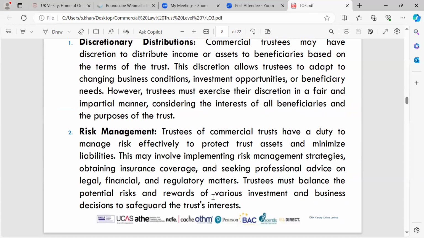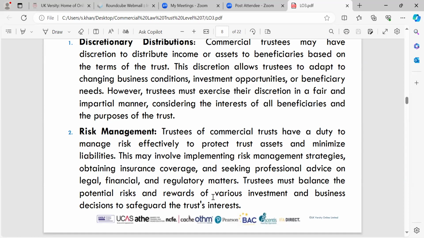Discretionary distributions. Commercial trustees may have discretion to distribute income or assets to beneficiaries based on the terms of the trust. This discretion allows trustees to adapt to changing business conditions, investment opportunities, or beneficiary needs. However, trustees must exercise their discretion in a fair and impartial manner, considering the interests of all beneficiaries and the purpose of the trust.